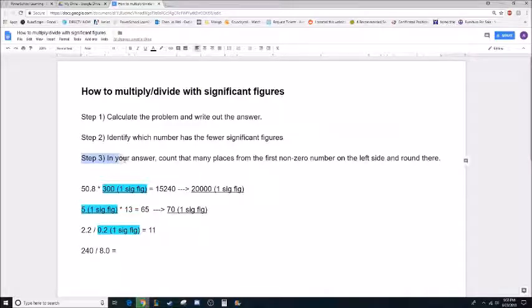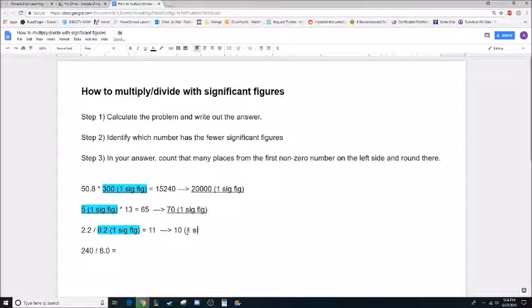But let's follow our step 3. Let's say in your answer, count that many places from the first non-zero number on the left side and round there. So again, we're going to go from the left side. I'm going to count 1 number over because this one has 1 sig fig. And then we're going to see, okay, do we round up or does the number stay the same? Now, since this back number is a 1 and it's not 5 or greater, that means it stays the same because we do not need to round up. And it should make sense because this 11 is closer to 10 than it is 20.